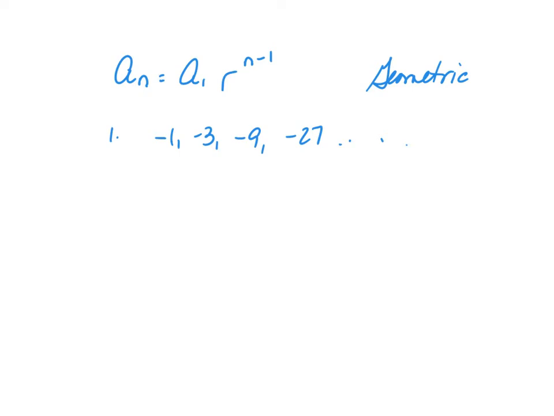The thing is getting very big very quickly, okay? Or very small very quickly in this case. So to find r, you take any term and you divide it by the one before it, okay? So what is -3 divided by -1? So your r is 3. Everybody get that? You can use any.